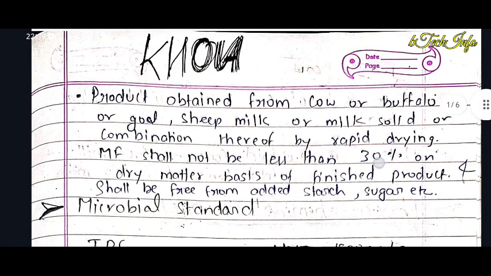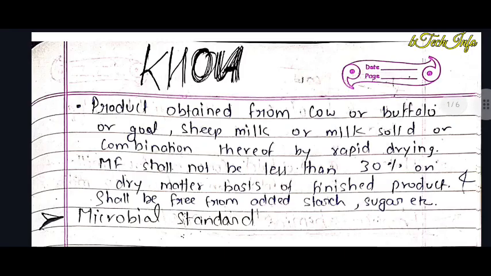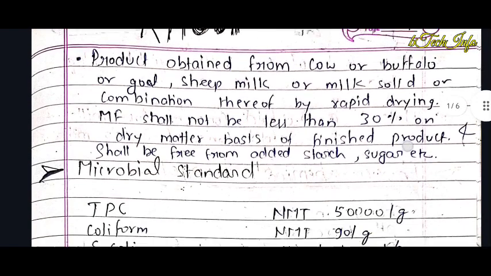Now what is Khoa? Khoa is a product obtained from cow, buffalo, goat or sheep milk, or milk solids, or a combination thereof, by rapid drying. Also, the milk fat shall not be less than 30% on dry matter basis of the finished product. And it shall be free from added starch and sugar.